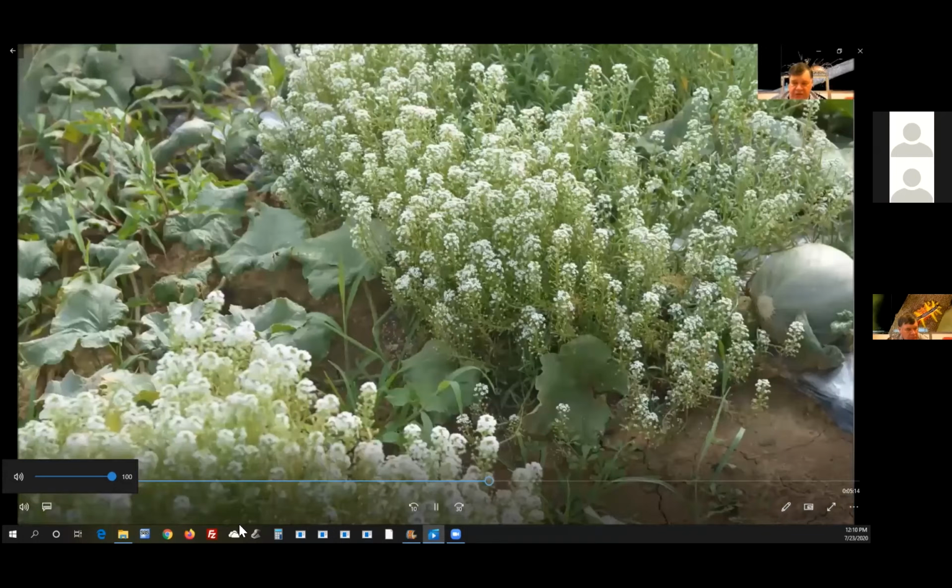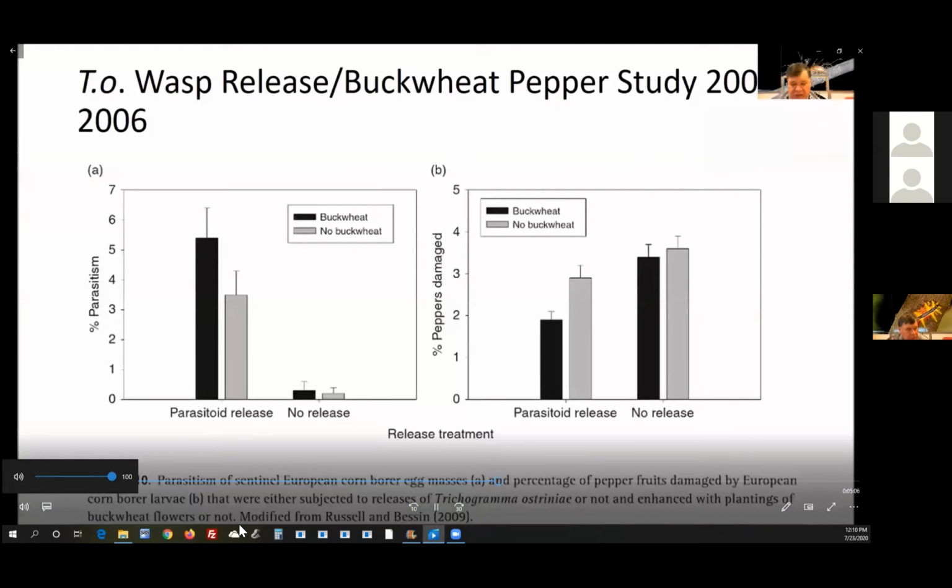Sweet alyssum is another flowering plant that has been shown in research trials to enhance natural enemies. This graph just shows how these companion plantings aided a parasitoid release. We had higher levels of parasitism where we had buckwheat to provide nectar and pollen for the adults, and that resulted in fewer damaged peppers in the field.